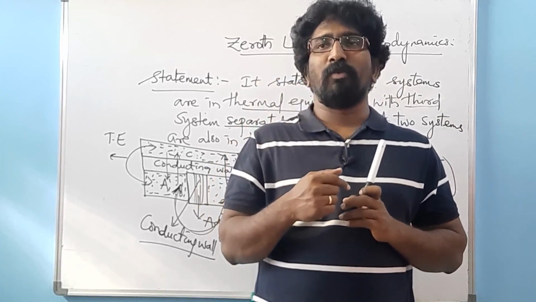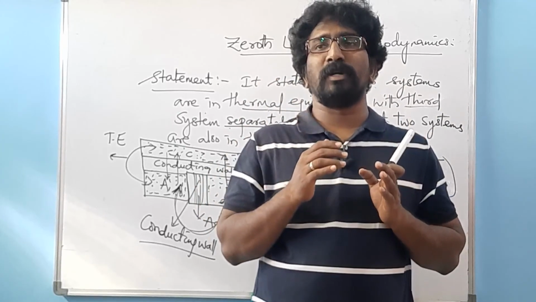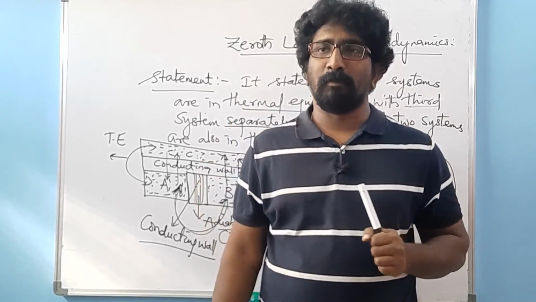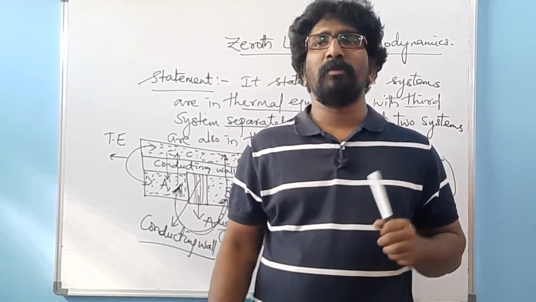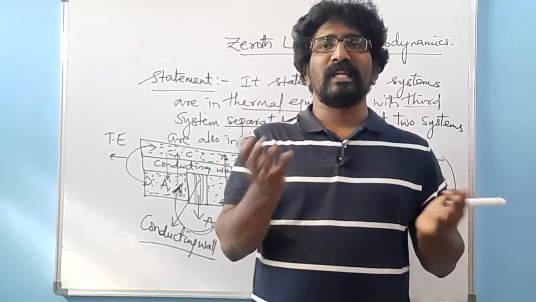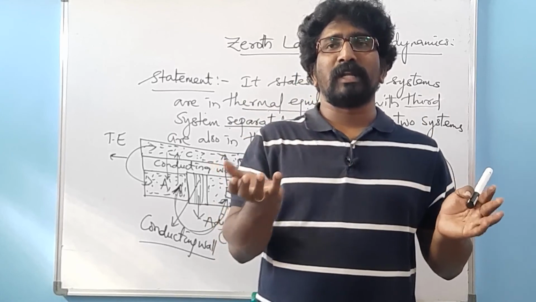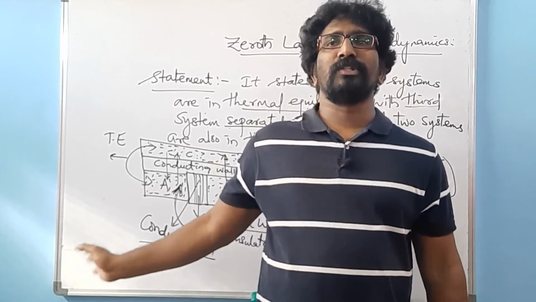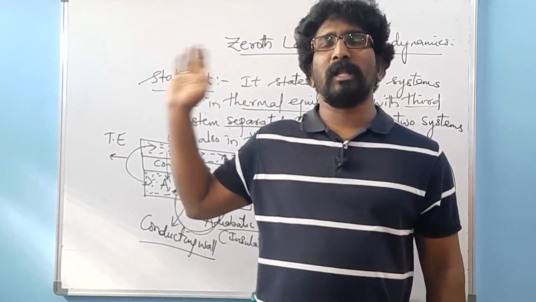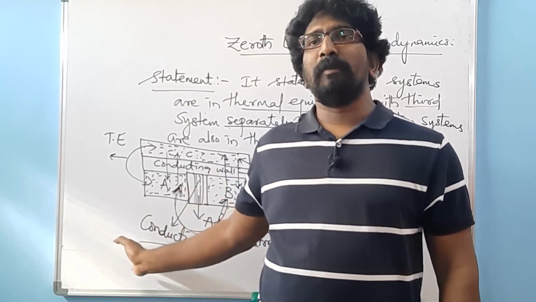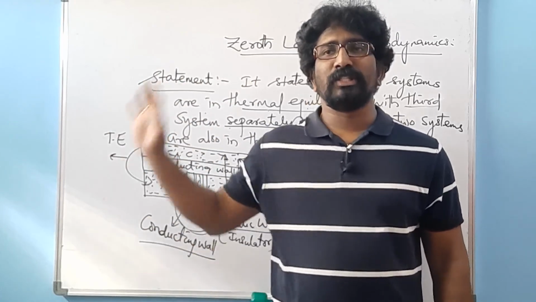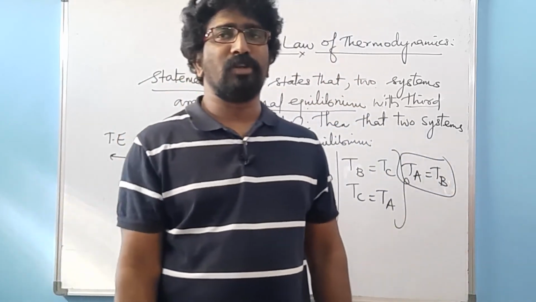Why does the transfer of heat not take place? Because the systems are already in equilibrium. There will be no difference in the thermodynamic parameters, so the transfer of heat will not take place. This is applicable for thermodynamic equilibrium also. Even in thermodynamic equilibrium, if you change the adiabatic wall to a conducting wall, the transfer of heat will not take place. So this is the concept of what is meant by the zeroth law of thermodynamics.